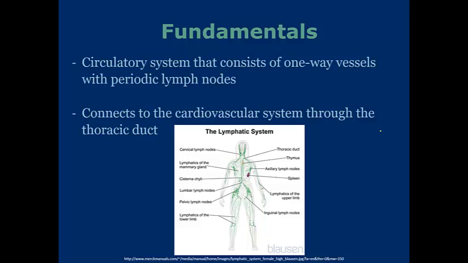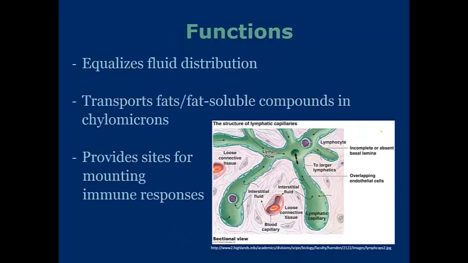Fundamentally, the lymphatic system is a circulatory system that consists of one-way vessels with periodic lymph nodes. It connects to the cardiovascular system through the thoracic duct. There are three major functions of the lymphatic system. First and foremost, it equalizes fluid distribution. It does so because when you look at the tissues in the body, they are permeated by lymphatic capillaries. When there's excess fluid or too little fluid, these lymphatic capillaries will accommodate and equalize the fluid.